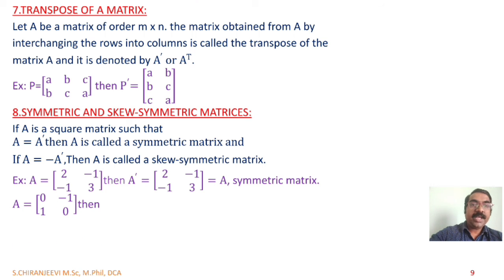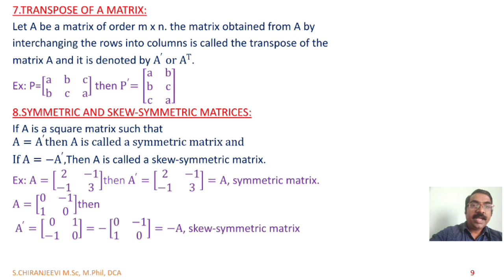A equal to 0 minus 1, 1 0. Then A dash equal to 0 1, minus 1 0. If you take minus outside, it will be the same matrix as capital A. If A dash equal to minus A, then we call it a skew symmetric matrix. In a skew symmetric matrix, the diagonal elements will always be zeros.